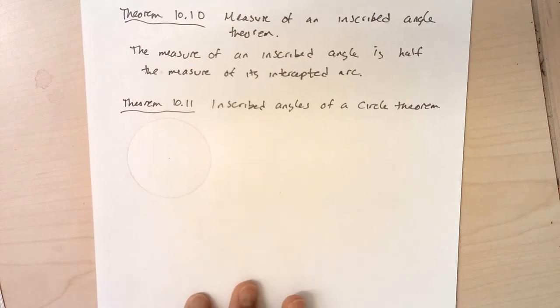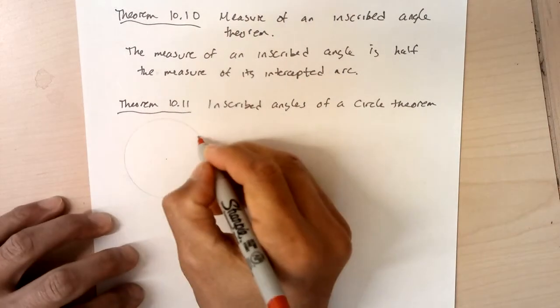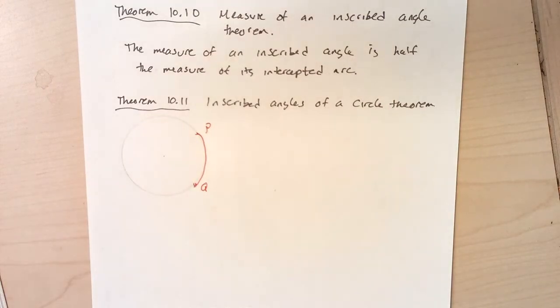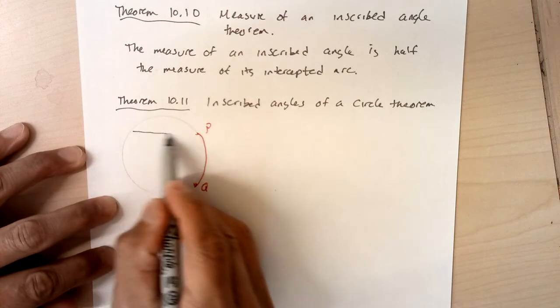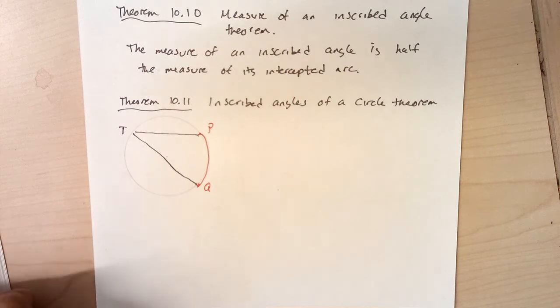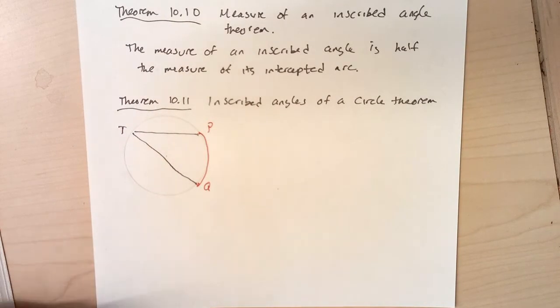And if you understand theorem 10.10, the measure of an inscribed angle theorem, then the inscribed angles of a circle theorem should make sense, because if you have two inscribed angles, or it could actually be more, of a circle and they intercept the same arc, then those two angles have to be congruent. So let's just say right here I have arc PQ and an inscribed angle intercepts that arc. So angle PTQ intercepts arc PQ.